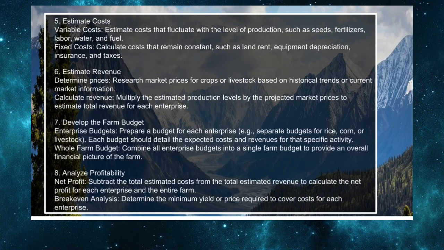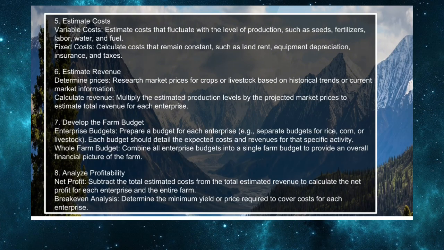Examples of variable costs include labor, seeds, fertilizer, fuel, and irrigation. Fixed costs include land rent, equipment depreciation, insurance, and taxes. Accurately estimating these costs ensures that the farm budget is realistic and helps determine whether a planned enterprise will be profitable.